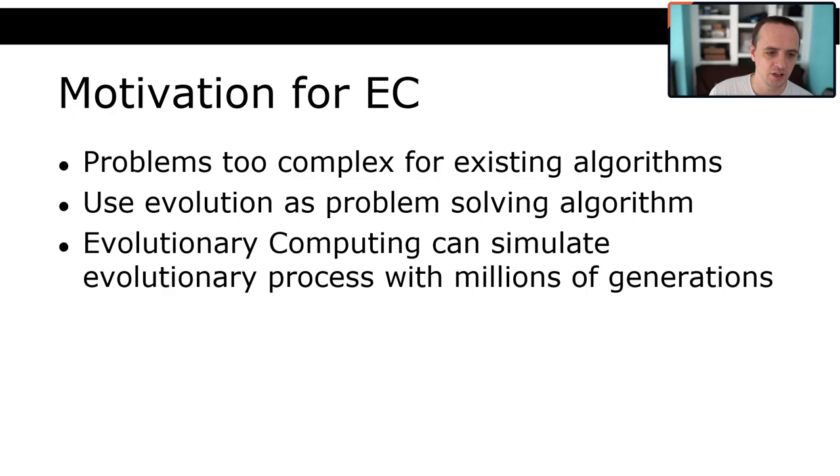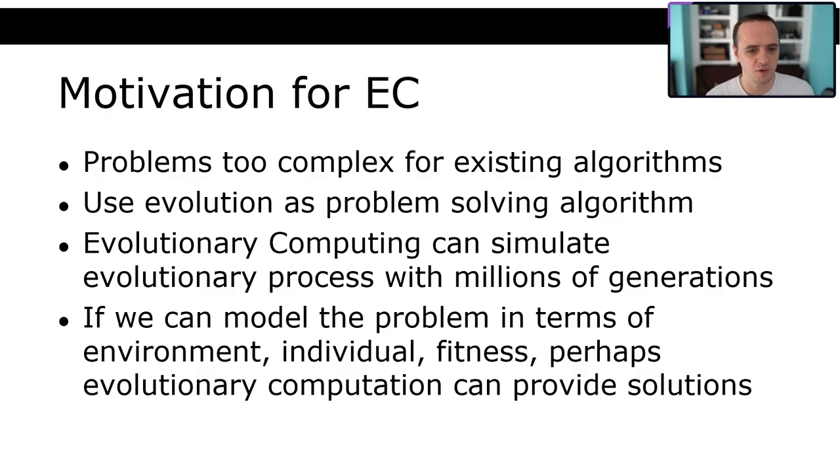Evolutionary computing can simulate evolutionary processes with millions of generations, right? Because if we can phrase the problem for a computer, the computer doesn't need to wait millions of years, doesn't even need to wait decades. Depending on the speed of your evaluation and your simulation, you can have millions of generations happening per second in a good computer, right? So if you can have evolution happening at that scale, it might be able to solve your problem for you. So if we can model the problem in terms of environment, individuals, and fitnesses, then perhaps evolutionary computation can provide solutions. So let's look at an example.